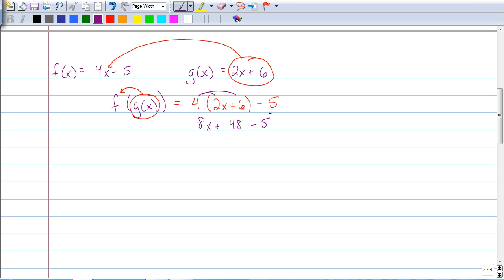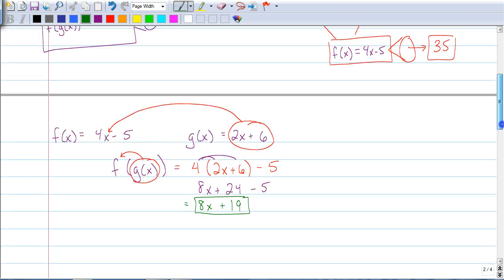Whoops. What am I thinking? 8x plus 24 minus 5. And now I'm going to simplify the 24 minus 5. 24 minus 5 is 19. So my composition of these two functions results in this expression 8x plus 19. So when I put function g inside of function f, I get 8x plus 19.